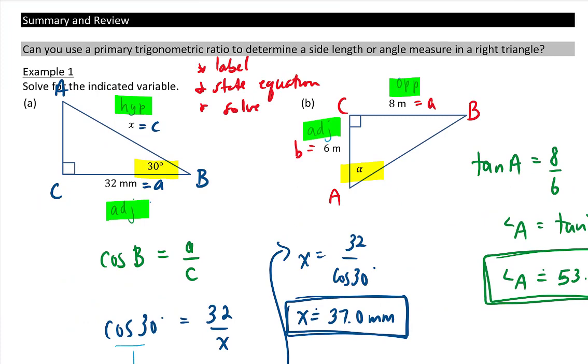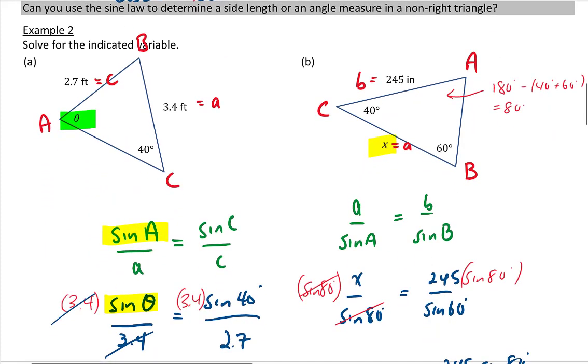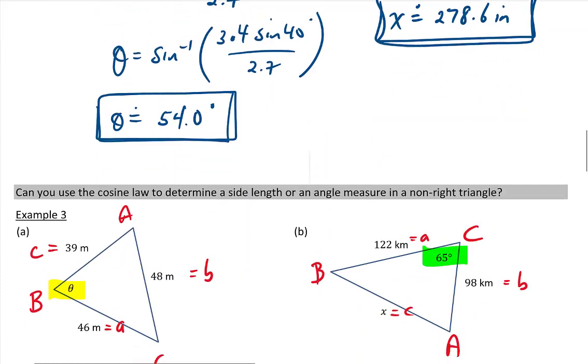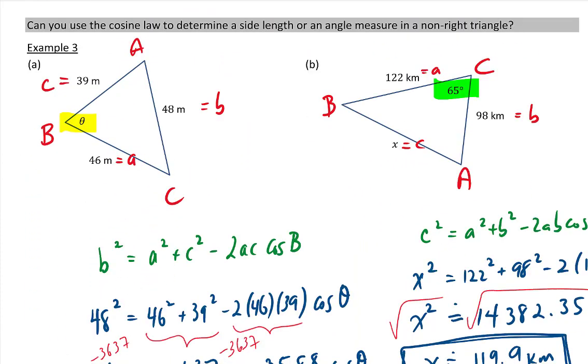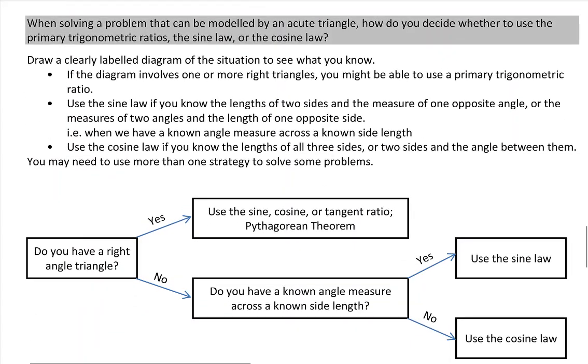So we started by using our right triangle laws to solve our right triangle problems, so sine, cosine, or tangent. Then we have non-right triangles. Since we had a side opposite a known angle, we use the sine law for the next two examples. And then finally, when we did not have a side across a known angle, we used the cosine law. When solving a problem that can be modeled by an acute triangle, how do you decide whether to use the primary trig ratios, the sine law, or the cosine law?